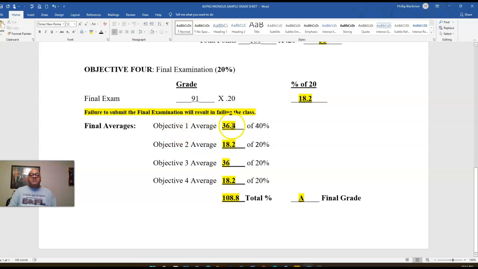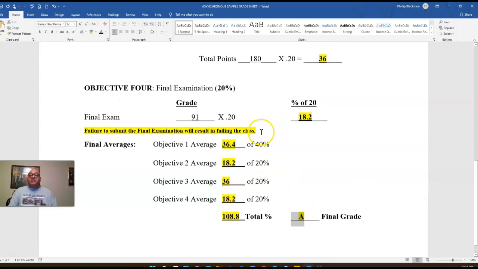You have all of your objective averages out of 40%, 20%, 20%, 20%. All you have to do now is add 36.4 plus 18.2 plus 36 plus 18.2. That equals 108.8. You got over 100 points because of the extra credit and also because you made an A on everything. So this is easy. You know your final grade in the class. Your final grade is an A.